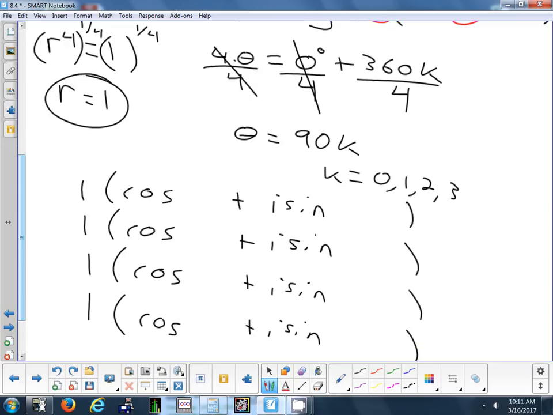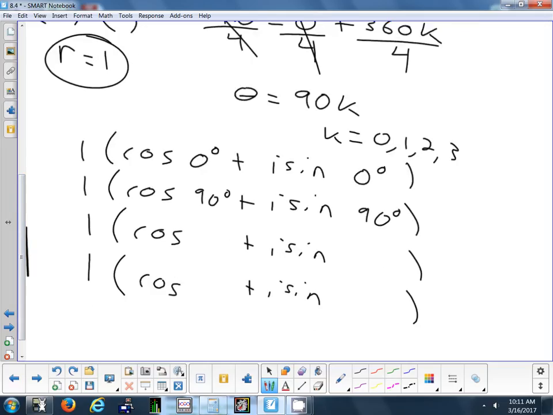Okay, first one. Let k equal 0. What's 90 times 0? 0. First answer. Second, 90 times 1. 90. Third answer? 180. And fourth answer? 270. And that's it. Those are the 4 answers in trig form.